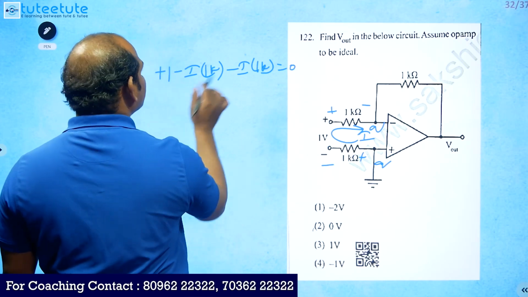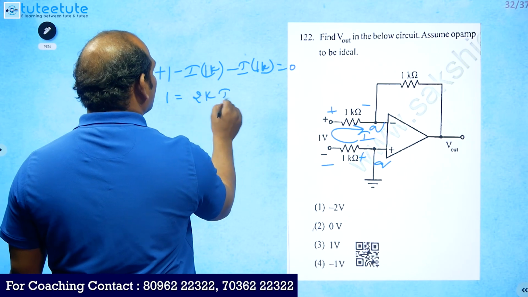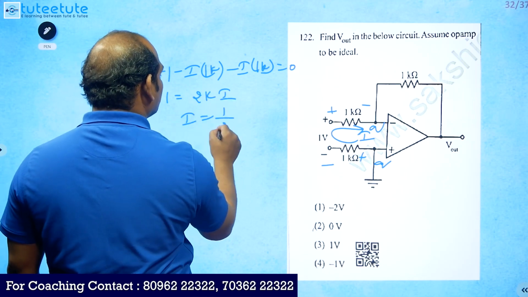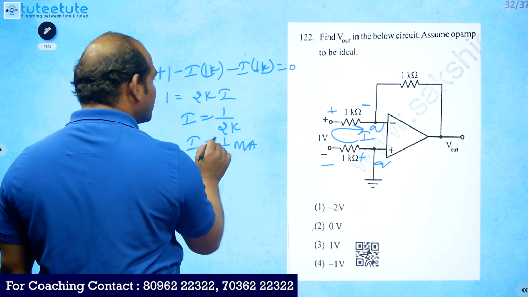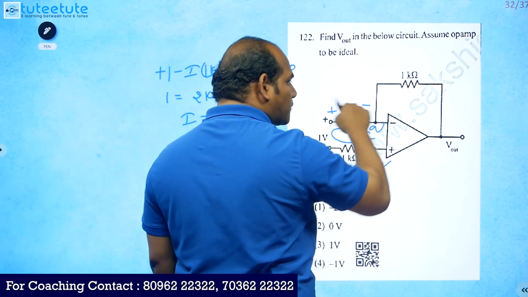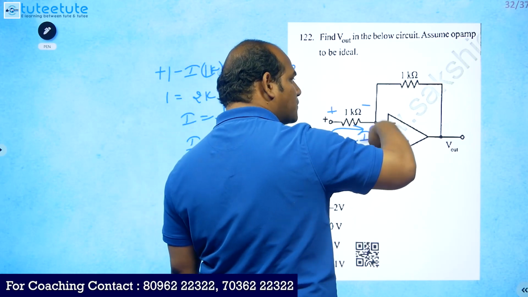Okay, so from this what did we get here? 1 is equal to 2 times k into I. So I is equal to 1 by 2k, that is equal to 1 by 2 milliamps. So this is nothing but I. This I is coming up to this point. But there is no path for this one to go inside because a large amount of impedance is there.